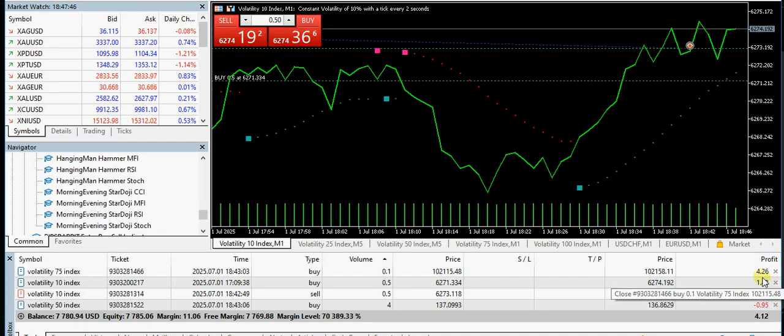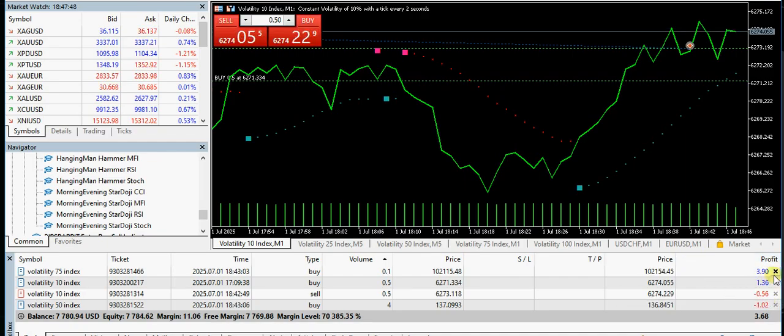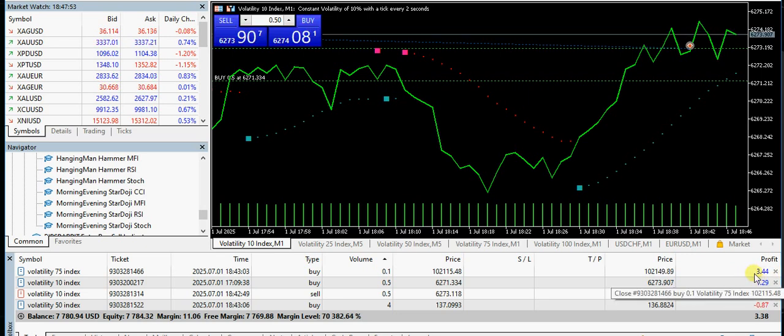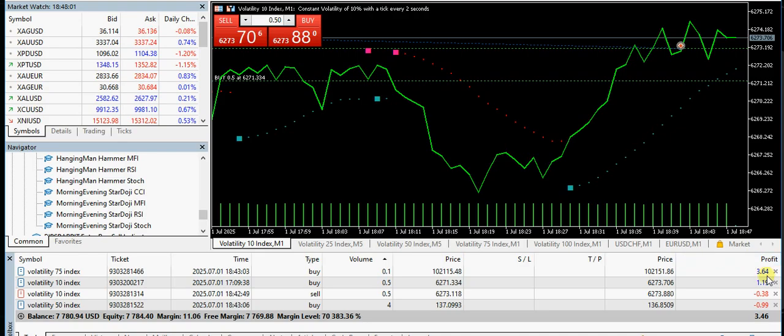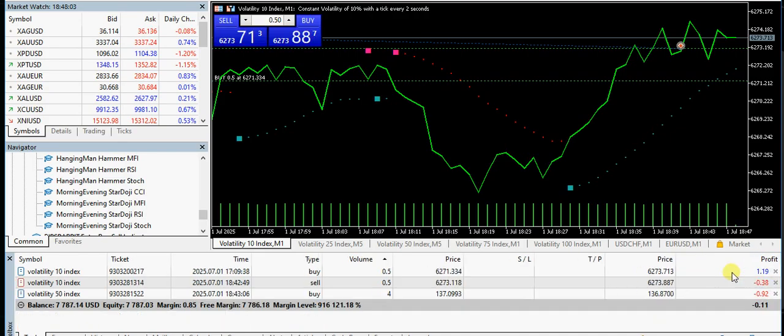5 point something right there. Just wanted to hit more profit, $6. Going on again, 3.46. Okay, so we're going to take 6 right there.